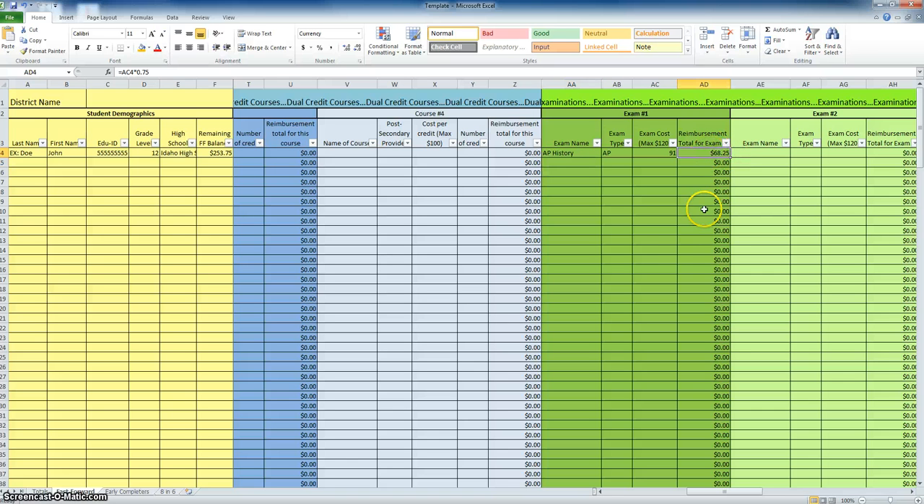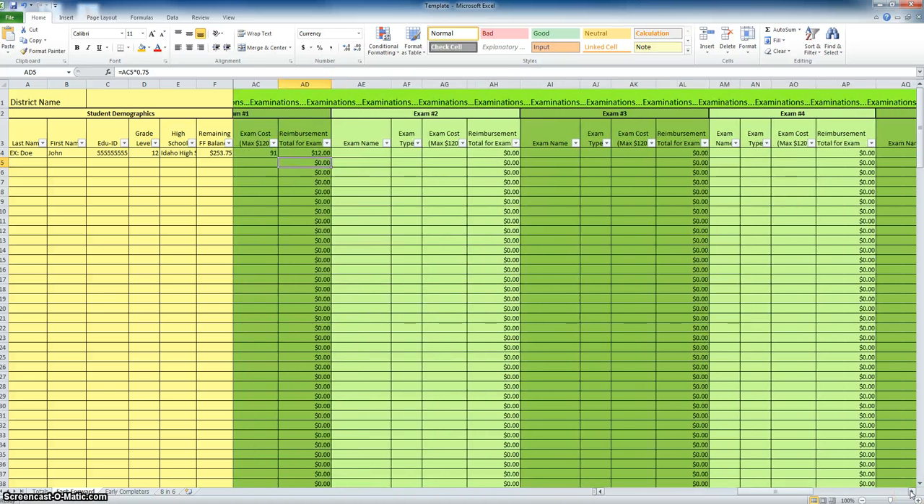Now, something that comes up quite commonly is a student receives a scholarship or a subsidy for the exam. So let's say that John Doe is eligible for free and reduced lunch and receives an exam, and so he's only paying $12. So I am going to override the $68.25 manually and type in $12 in the reimbursement total column.